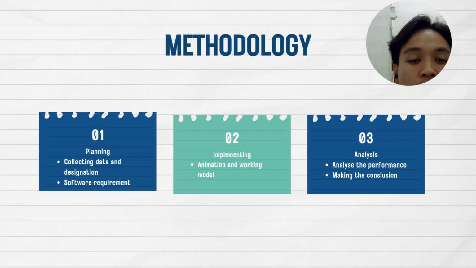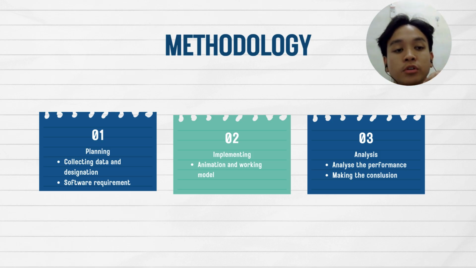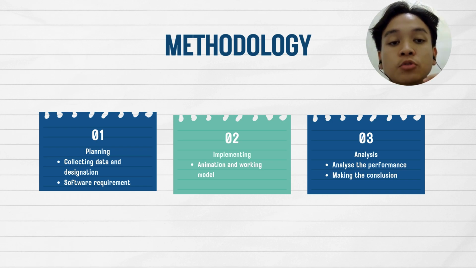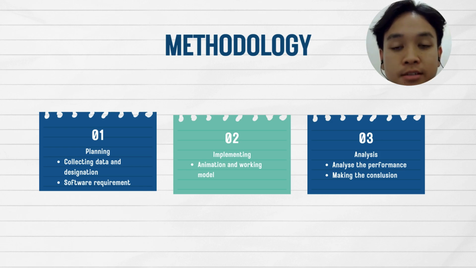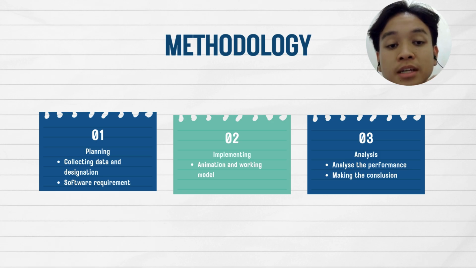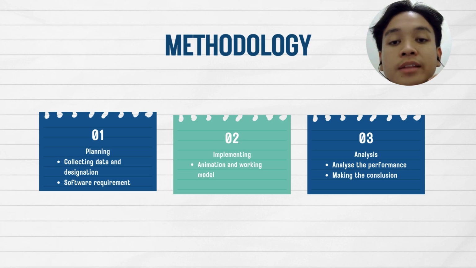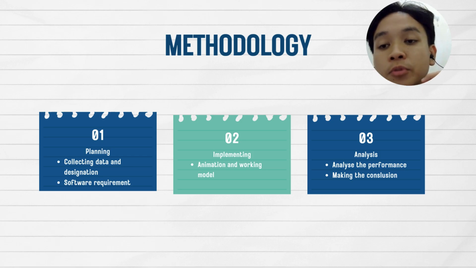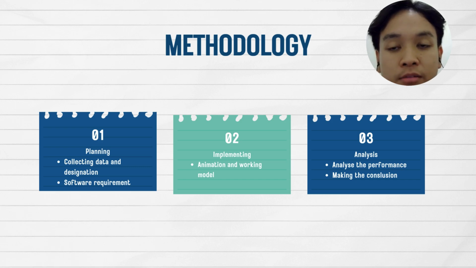In this section, I will walk through the methodology we followed in this project, which is divided into three main phases: planning, implementing, and analysis. The first phase involved detailed planning. First, we started by collecting the necessary data and determining the design for the project. We need to plan how the design will be and make a preview for the project. The planning needs to be conducted in a proper manner in order to complete the project perfectly.